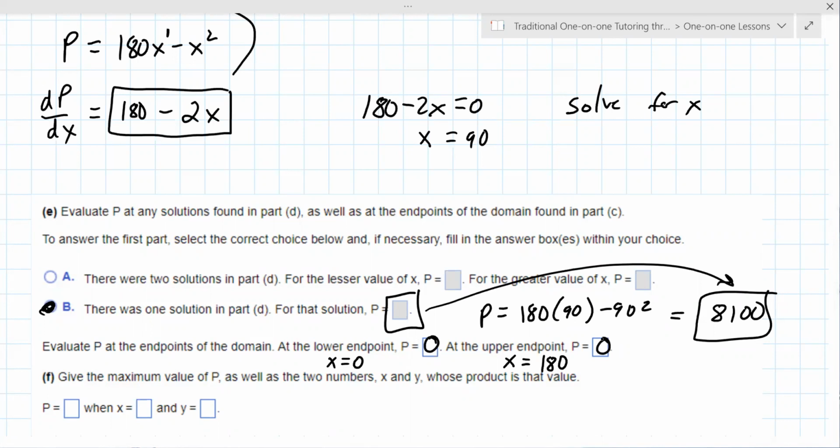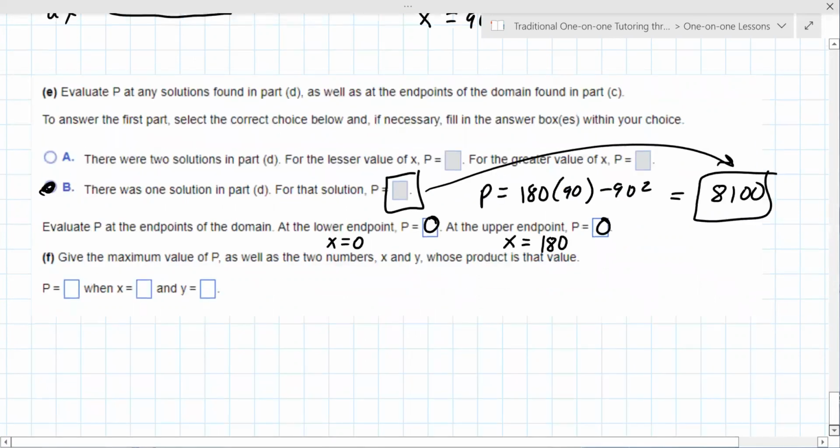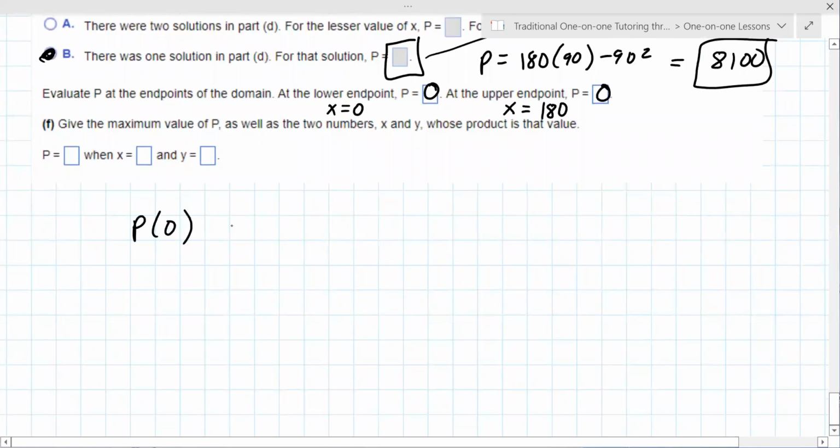Okay, so here's the summary. So the summary of this is you're supposed to do the following. You're supposed to say, okay, P of 0 is 0, P of 90 is 8100, and P of 180 is 0. Can you give me just a moment, please?